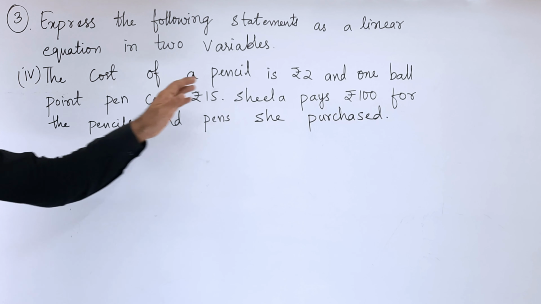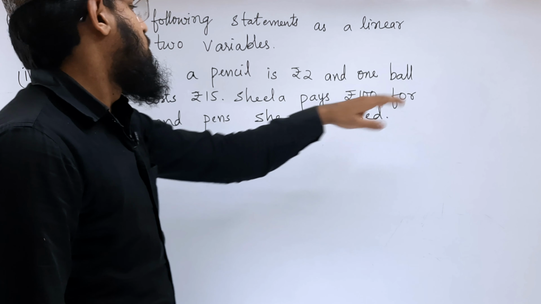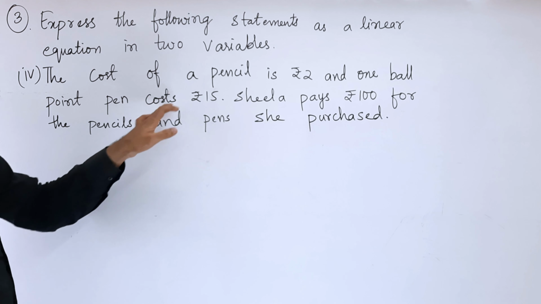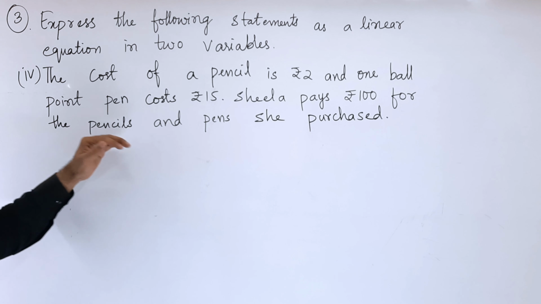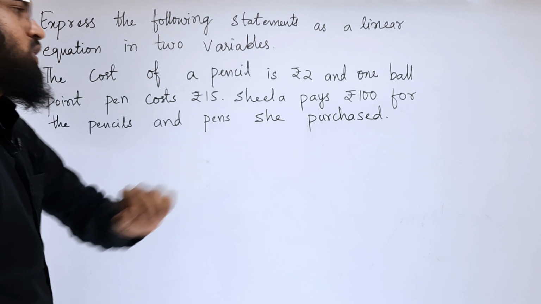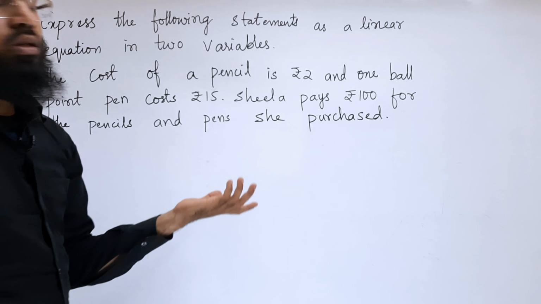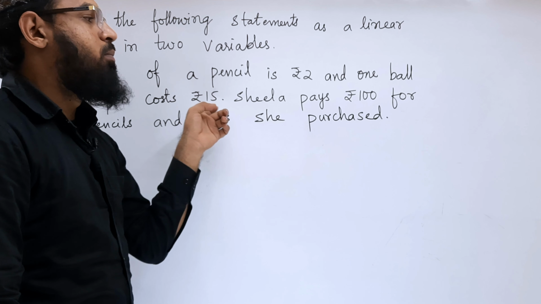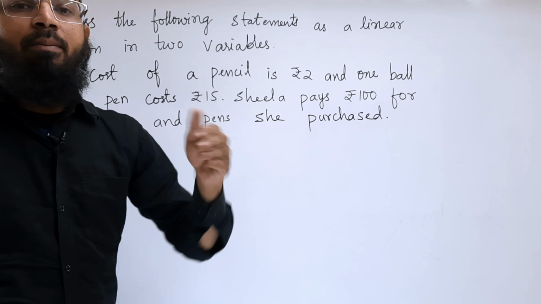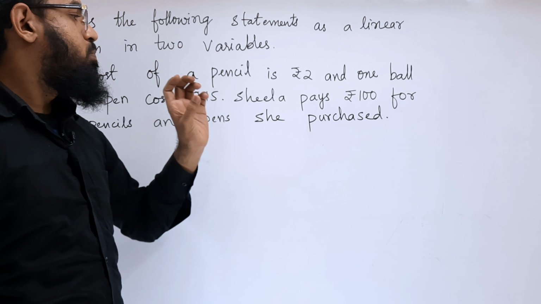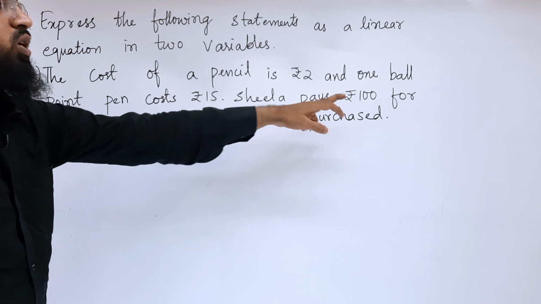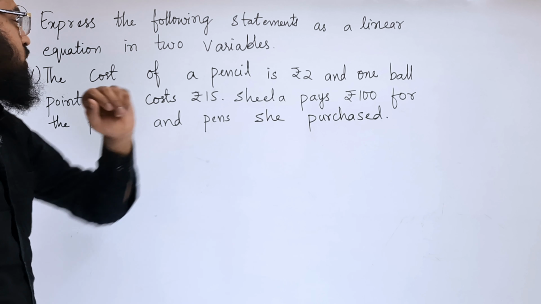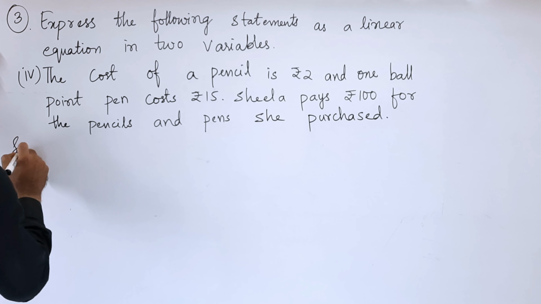Fourth bit, the cost of a pencil is rupees 2 and one ball point pen cost rupees 15. Sheila pays rupees 100 for the pencils and pens she purchased. So they have already given the cost of pencil and the pen, but we don't know how many pencils she bought or how many pens she bought. So, and the total cost is also given, that is rupees 100. So let us start the problem.